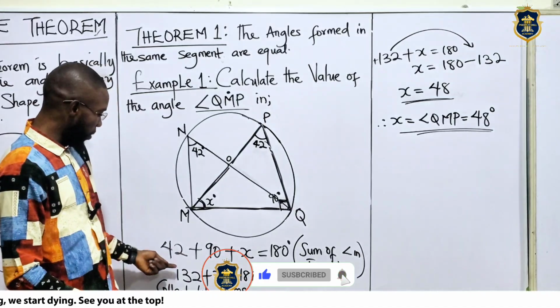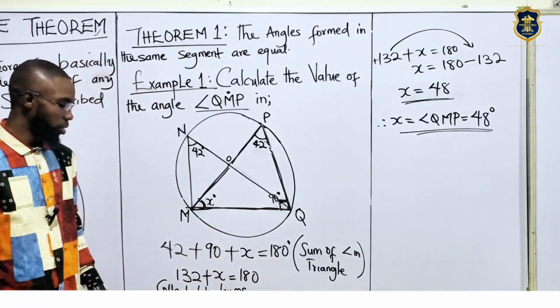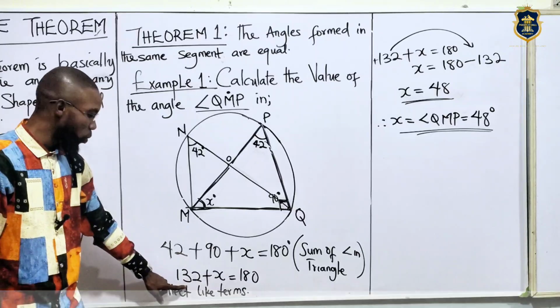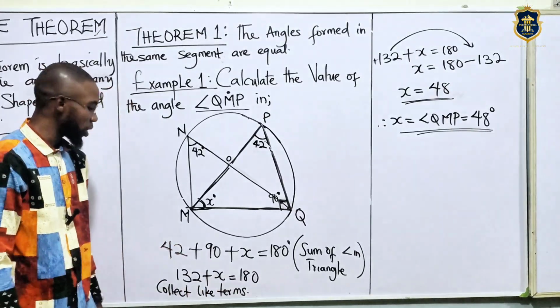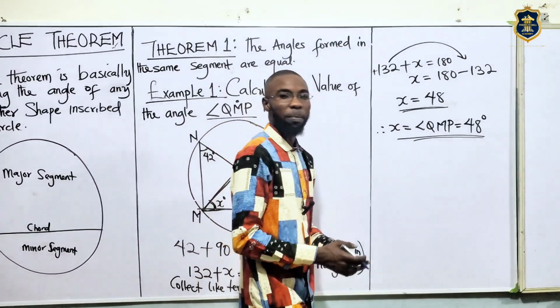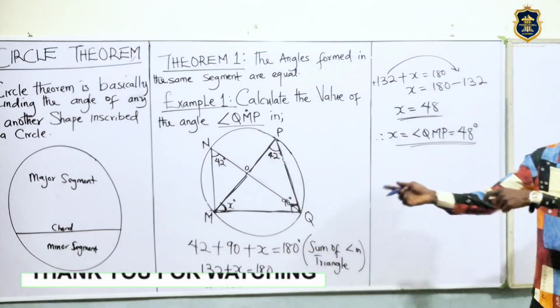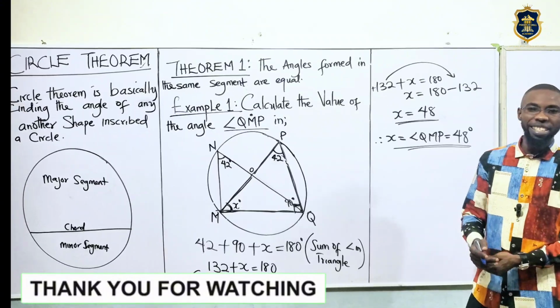From there, we'll do our simple math. 42 plus 90 plus x is equal to 180, right? 42 plus 90 will give me 132 plus x, which is equal to 180. If we collect like terms, we have that x is equal to 180 minus 132, and that gives us 48. I'll show you another question in the next video, on the next slide below.